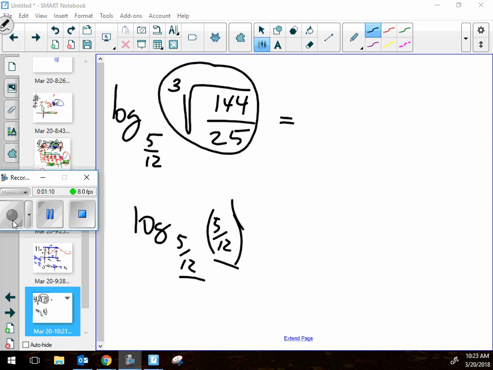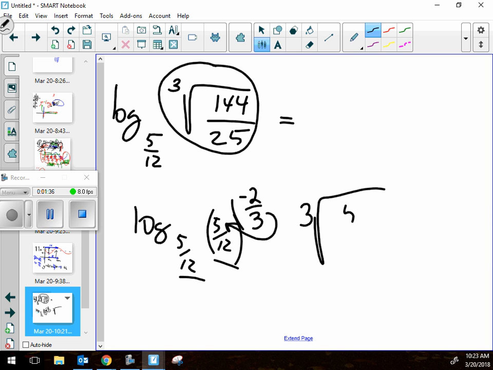I got 5/12 to the negative 2/3. Now, how could I test that? I could take this and say, what's the third root of 5? Whoa. What is the third root of 5? I have no idea. So I guess I could put it in a root and say third root of 5/12. Then, what's this 2 going to do to these guys?